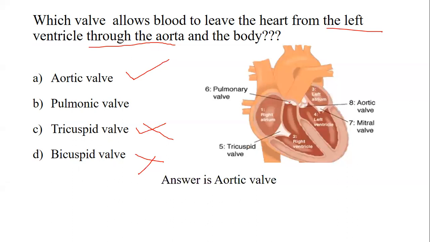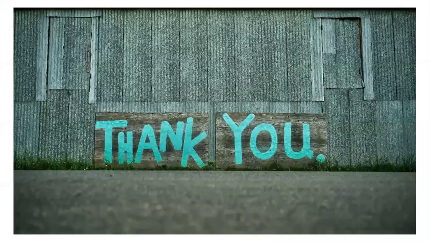Okay, here you can see this aortic valve, which mainly has the function of allowing blood to flow from the left ventricle to the aorta. This is the aorta. So that's all about the heart valves and the possible MCQ questions that we can expect from this topic.